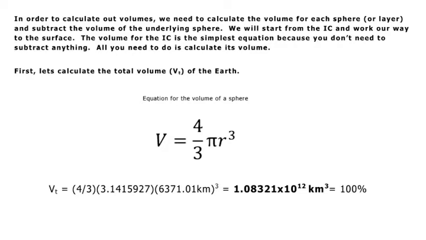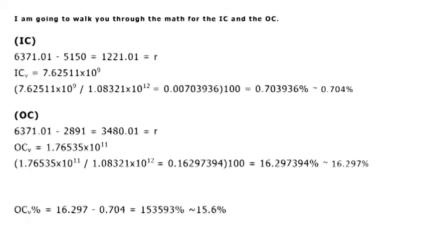First, let's calculate the total volume of the Earth. The equation for the volume of a sphere is right there. Volume equals 4/3 times pi times r cubed. And at the bottom is the actual calculation for the total volume of the Earth in cubic kilometers, which is what I'm going to be working with because they're smaller units. And as you can see, that's to the 12th power, so they're pretty big units as they are in scientific notation. So I'm going to walk you through the math for the inner core and the outer core only, and I did this for all the units all the way up to the crust, okay?